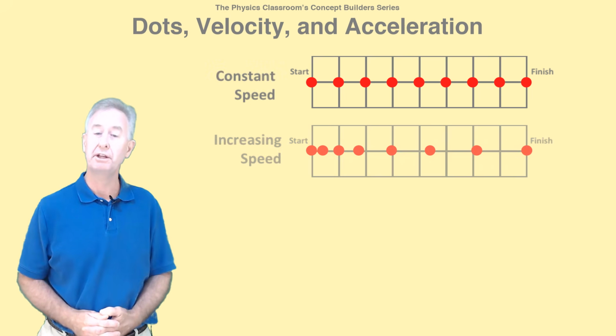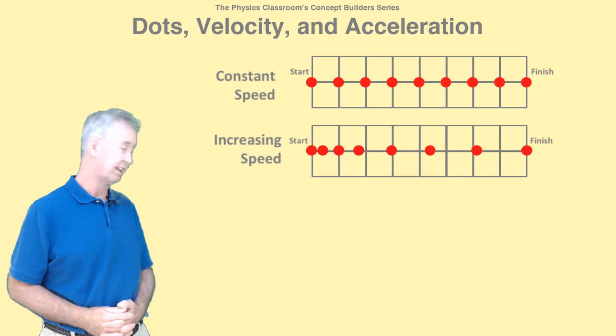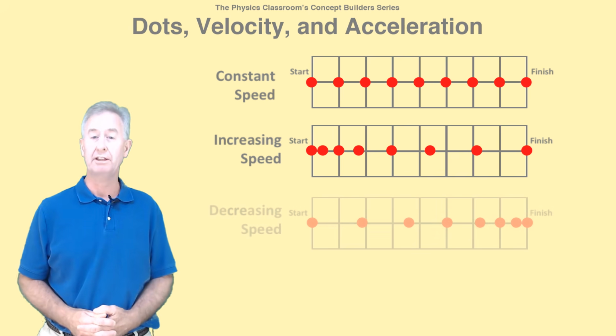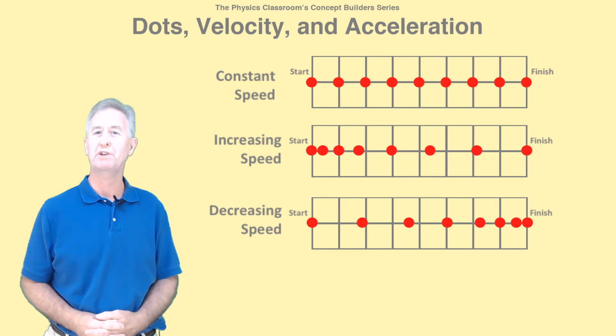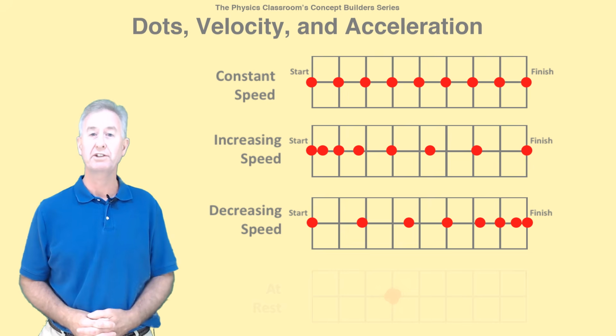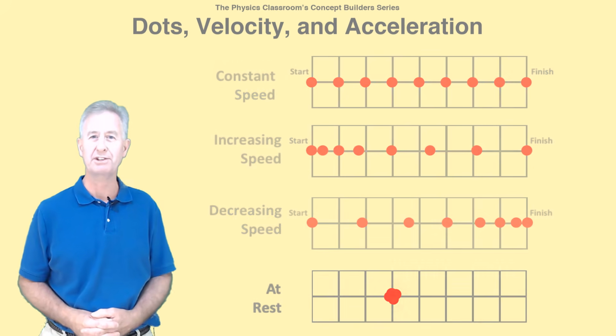For an increasing speed, the distance between adjacent dots increases over the course of time, like this. And for decreasing speed, the dot spacing decreases over the course of time. They become closer and closer together. What if an object's at rest? Well, then you observe one big pile of dots located at the resting position.